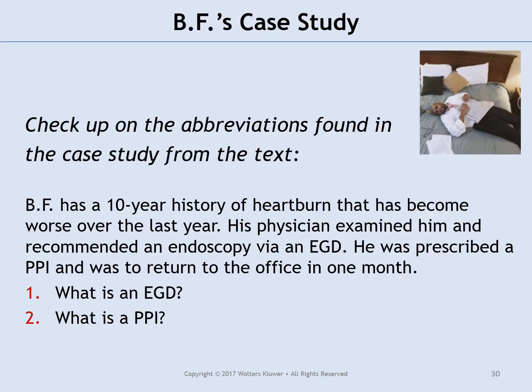So let's look at a case study. He has had heartburn for 10 years, and that has definitely gotten worse. And he has gotten an endoscopy, and we'll find out what an EGD is. And he was prescribed a PPI, or proton pump inhibitor, to help him out with that. So let's take a look at these two terms.